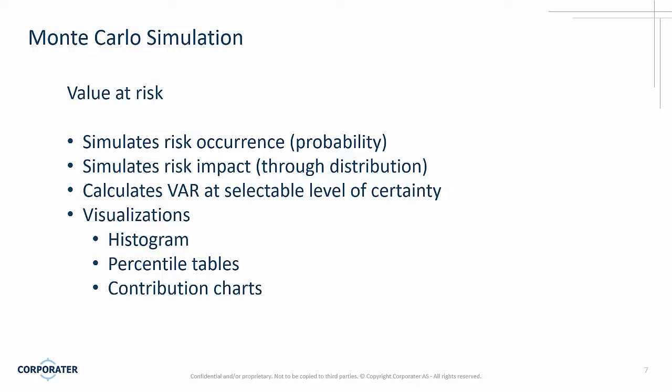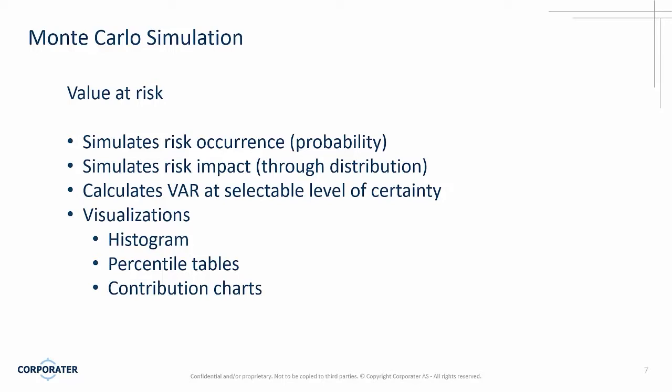This is usually measured in financial terms like dollars, euros, whatever currency. You select some level of certainty, usually 95%, and then it spits out things like histograms, percentile tables, and contribution charts. We'll take a look at what this actually means in the software in a moment.